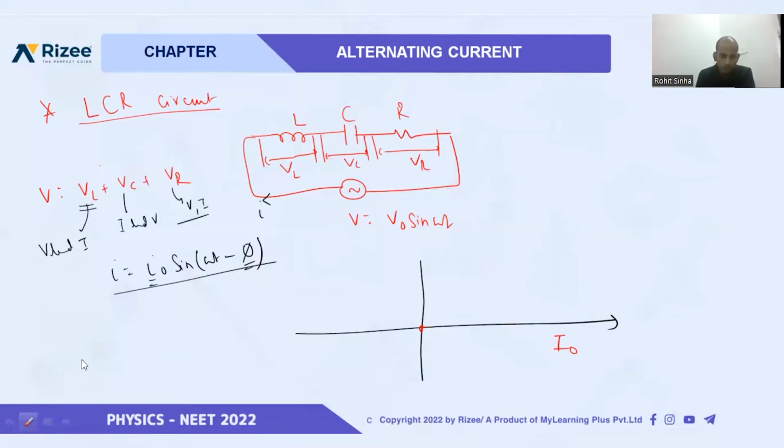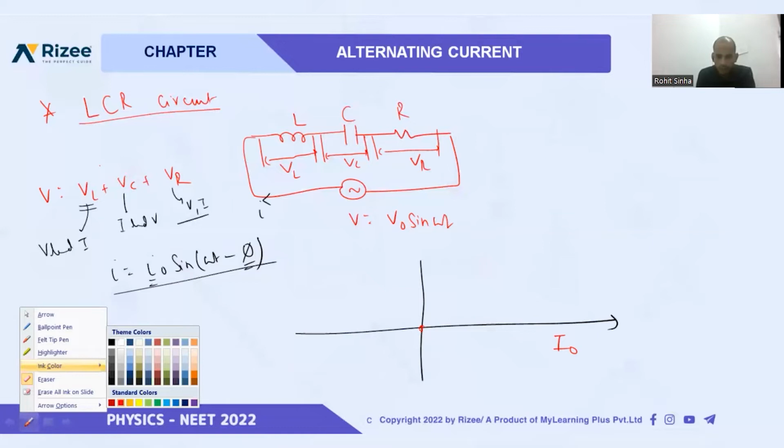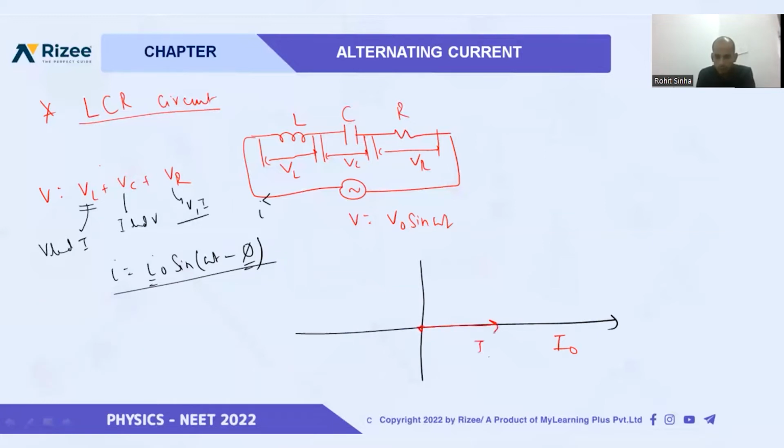Small, not so long. Okay, this is I naught. Now you see here what I did. This is I naught. For the resistor, voltage will be in the direction of current only. That is VR.